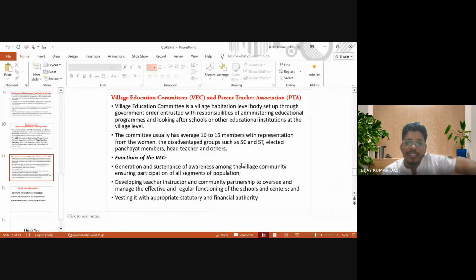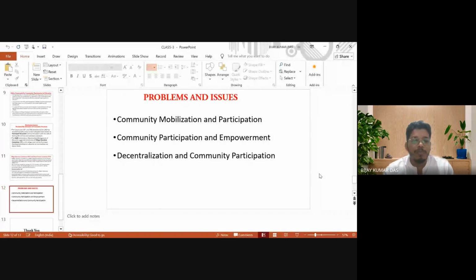What are the functions of VEC? Generation and sustenance of awareness among the village community, ensuring participation of all segments of population, developing teacher and community partnership to oversee and manage the effective and regular monitoring of school centers, and vesting with appropriate statutory and financial authority. So what are the problems and issues there? What is actually happening?